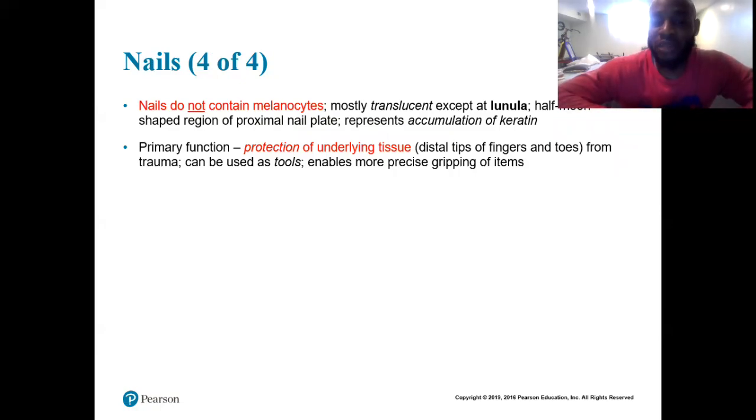Nails do not contain melanocytes. So that's why they're translucent. And that has some benefits because there are some things you can tell by looking at your nails. Its primary function is protection of underlying tissue. So protecting those fingertips and those toe tips from trauma. We know that the edge of these fingers touch everything and we need them. So they need to be protected.